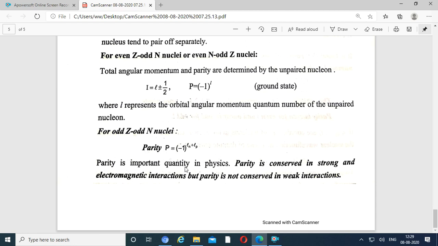Parity is an important quantity in physics. Parity is conserved in strong and electromagnetic interactions, but parity is not conserved, or it is violated, in weak interactions.